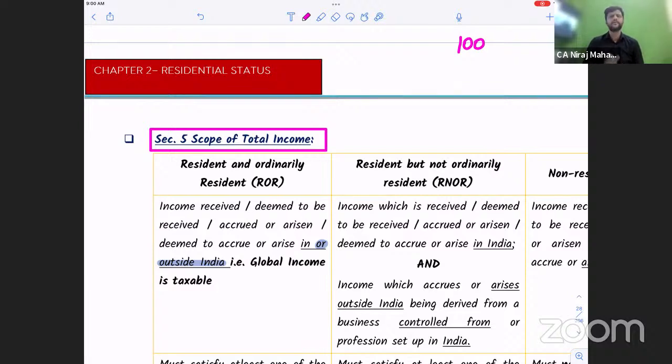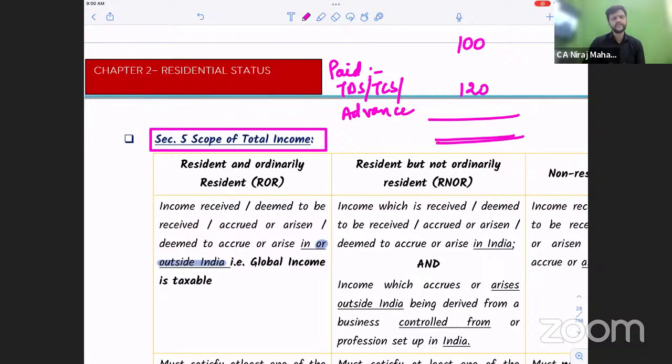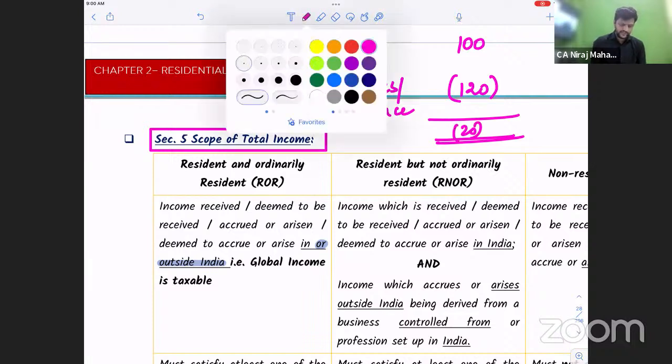I'm saying tax liability is 100, and he has paid during the year through TDS or TCS or advance tax. Are you getting my point? Let us say 120 rupees. Remember? Yes or no? So we'll get what, Bacho? 20 rupees refund we'll get, no? Understand a little bit now.